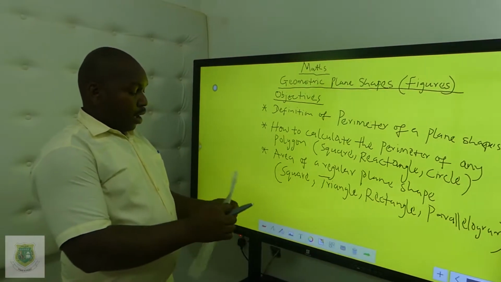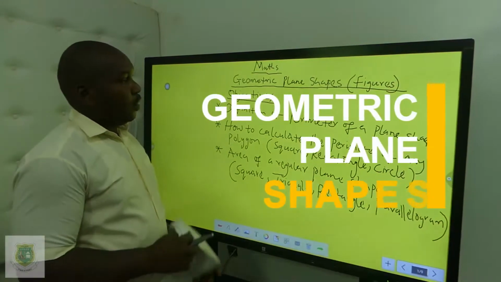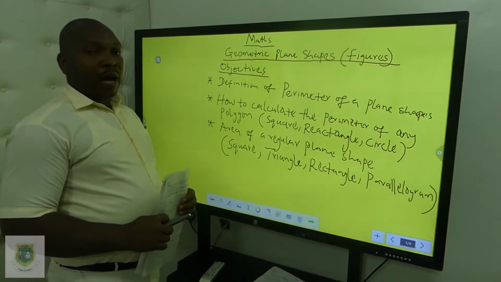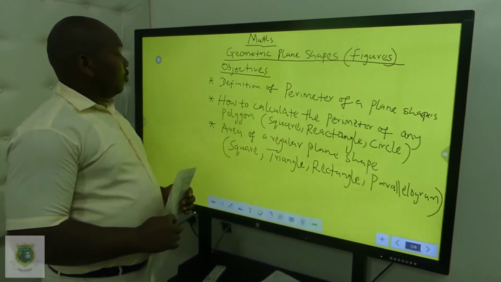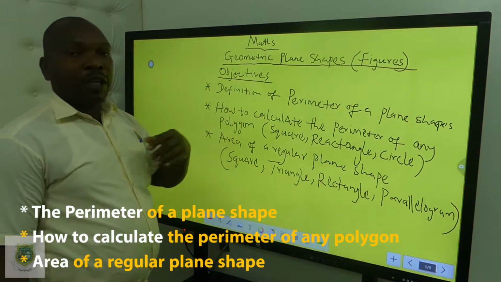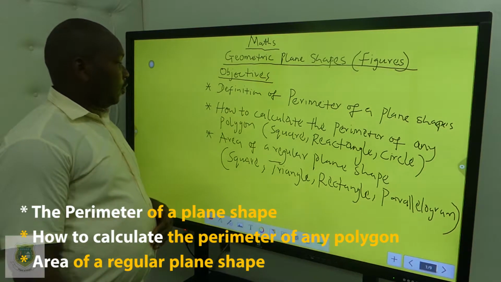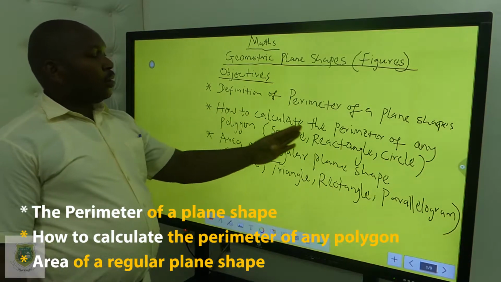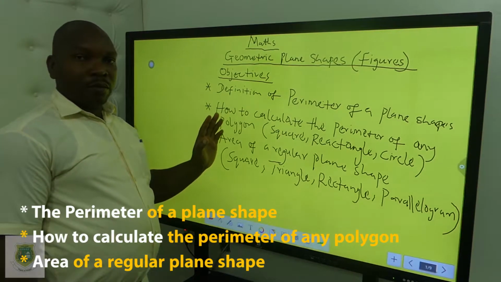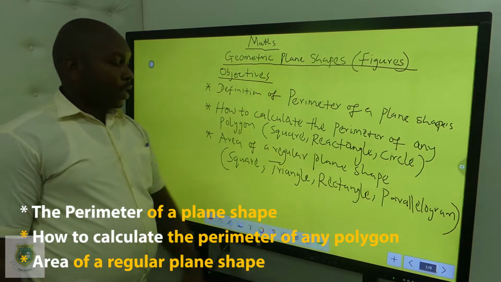Today we are going to look at geometric plane shapes or figures. In this topic, we are to achieve the following before the end of it: the perimeter of a plane shape. What is the perimeter of a plane shape if you are asked to? How to calculate the perimeter of any polygon. We have talked about polygons in the last topic: square, rectangle, circle, for example.